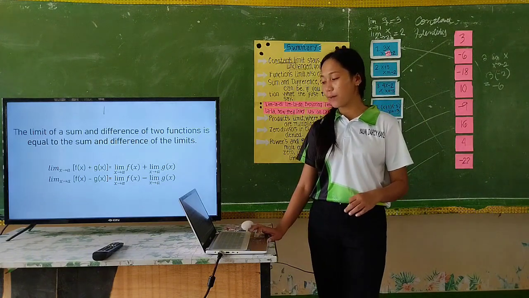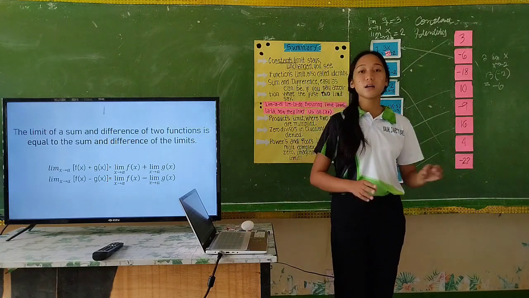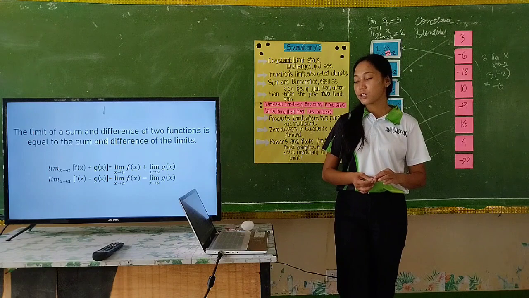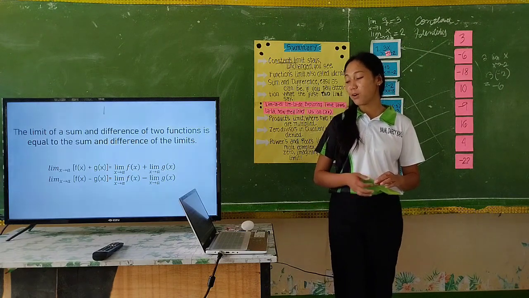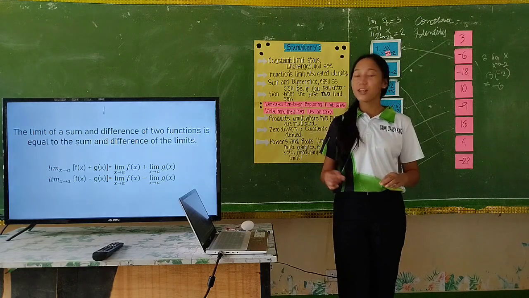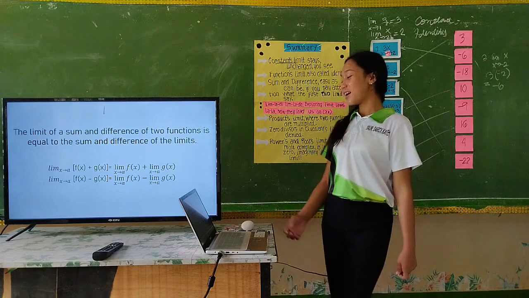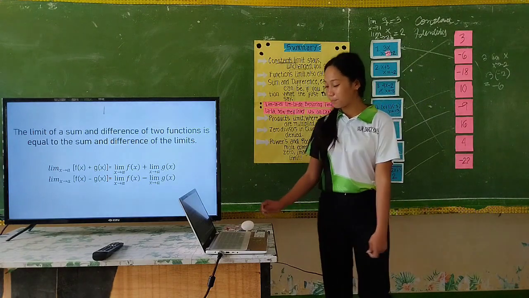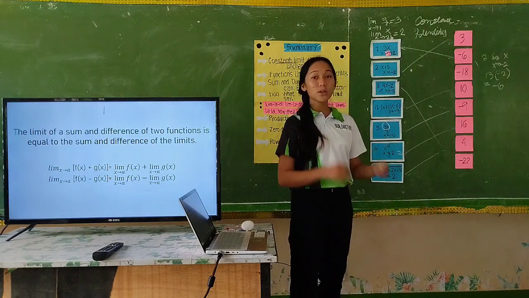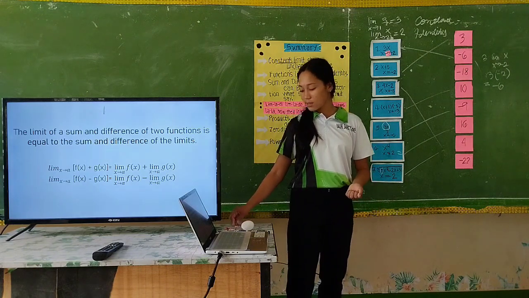So the limit of f of x plus g of x. So today, observe that there are two functions. Two functions already. Like when third parties get involved. So what we will do is just perform the operations after we plug in the values of x, depending on what x approaches.